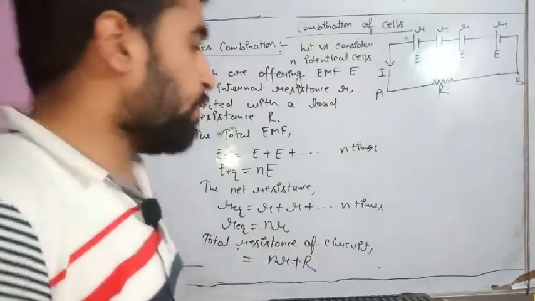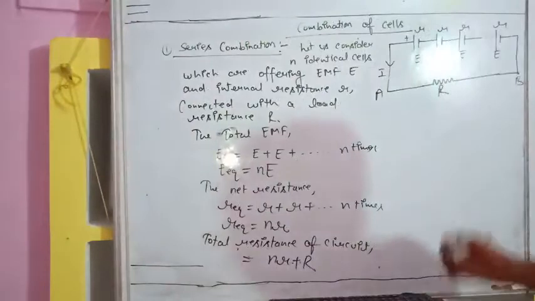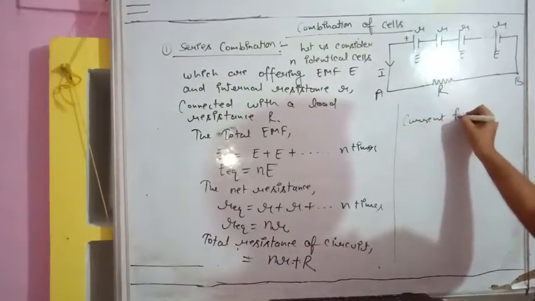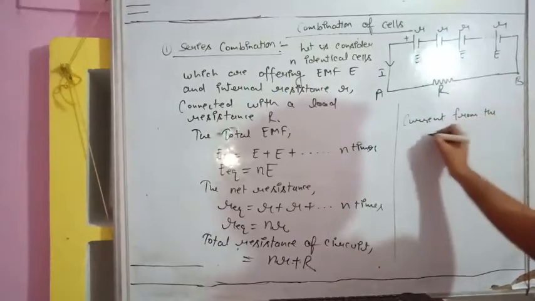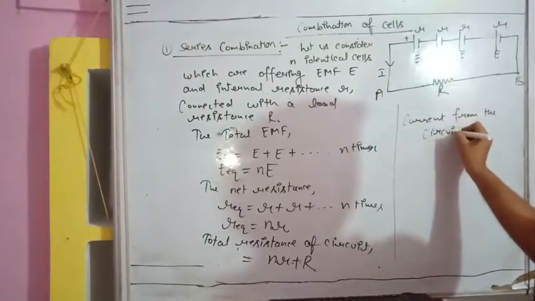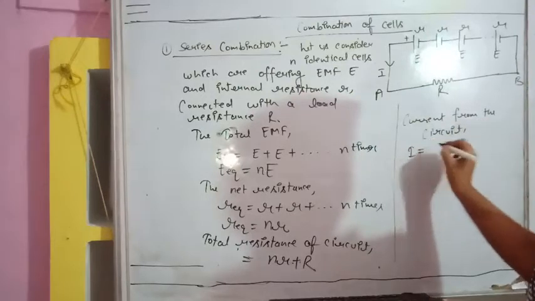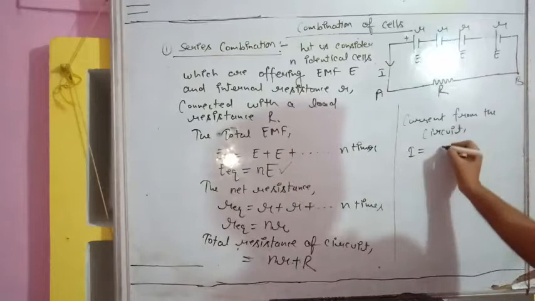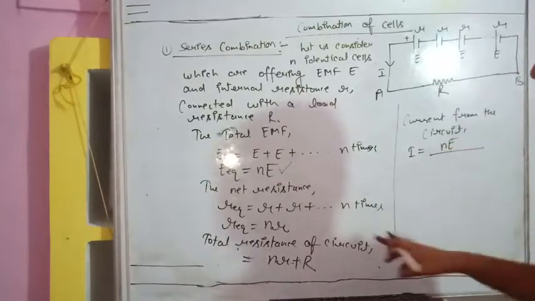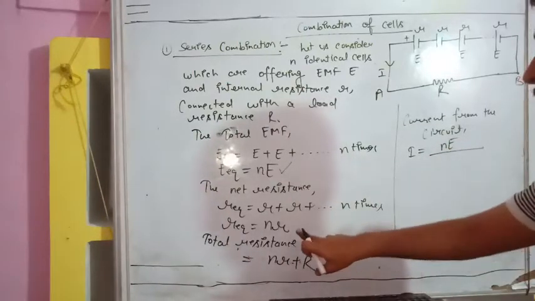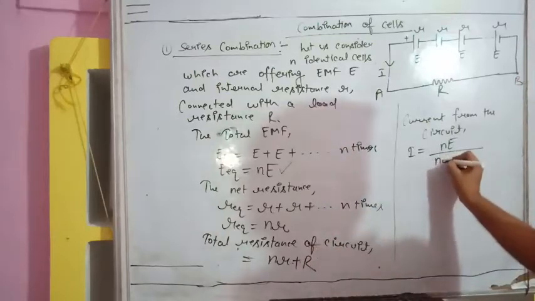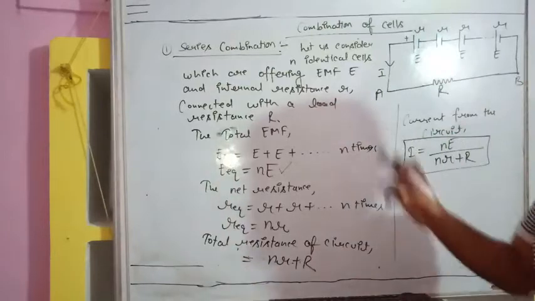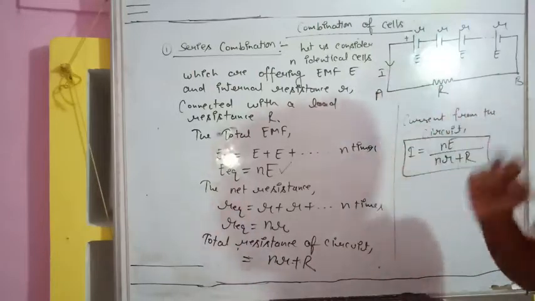Okay. Now students, what is the current drawn from the cell? Current from the circuit, so you can apply Ohm's law. I is equal to V upon R. So I is equal to, what is the total EMF? Total EMF is NE upon, what is the R? R value is NR plus R. So that's the equation for current drawn from the cell when the cells are connected in series combination.